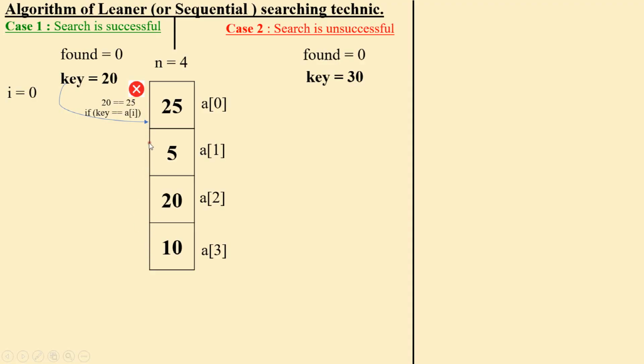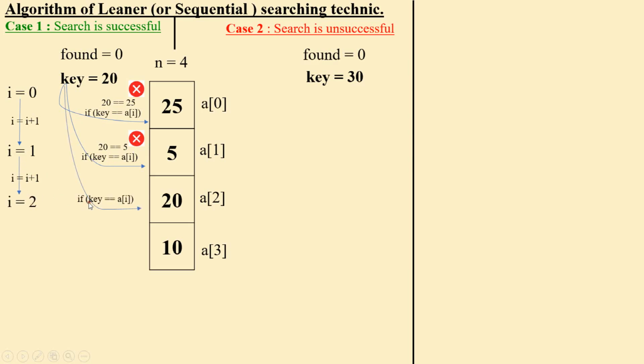Are there any more elements in the array to compare with the element we are looking for? Yes. So, let's continue to the next element of the array by incrementing the value of I by 1. And, comparing 20 with 5, these two are not equal. So, this is not the value we are looking for. So, let's move on to the next item in the array.